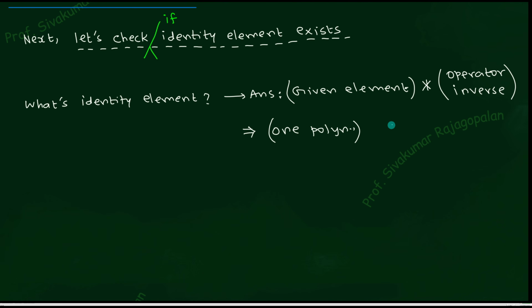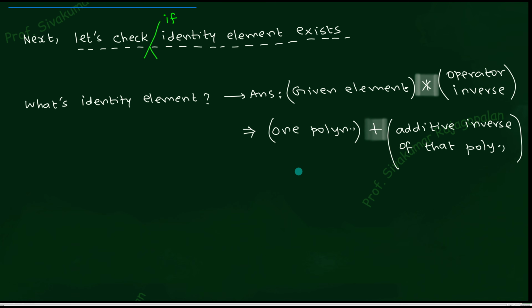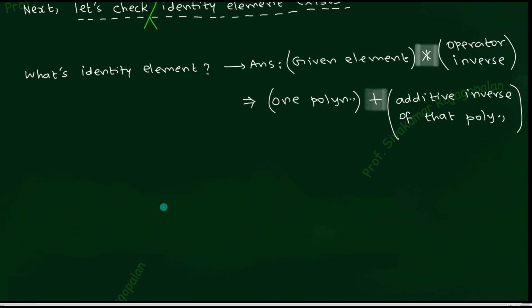So here let us make it explicit. Take one polynomial, the operator is plus, and then put the additive inverse of that polynomial. That is the meaning. You take any polynomial, write anything. Take some polynomial, whatever comes to your mind, but make a note that star is plus in our problem. So the operator inverse is actually the additive inverse. These are the terms you can easily refresh your memory with.